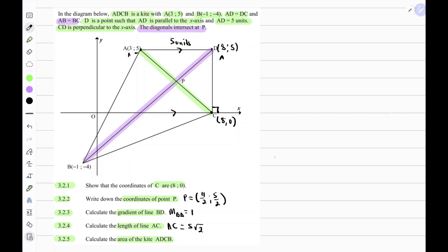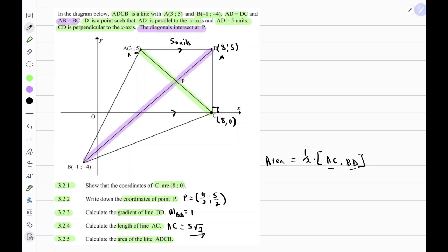So we know the formula to calculate the area of a kite. Area is equal to half multiplied by the product of the lengths of the diagonals of the kite. So that is AC times BD. So we've already established AC to be 5 root 2. So all that we need to do is to find the length of BD.